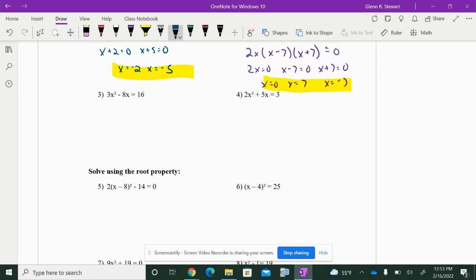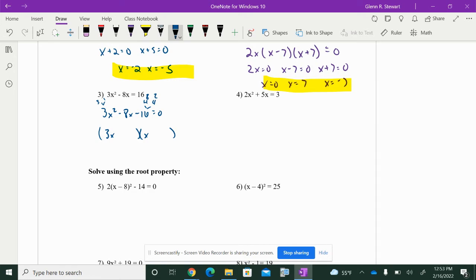Down here, I want to make sure that I set this equal to 0, so I have 3x squared minus 8x minus 16. And then I've got to think of all the things that are going to give me 16 and all the things that are going to give me 3 that'll somehow give me 8. So I'm definitely going to use a 3x and a 1x.